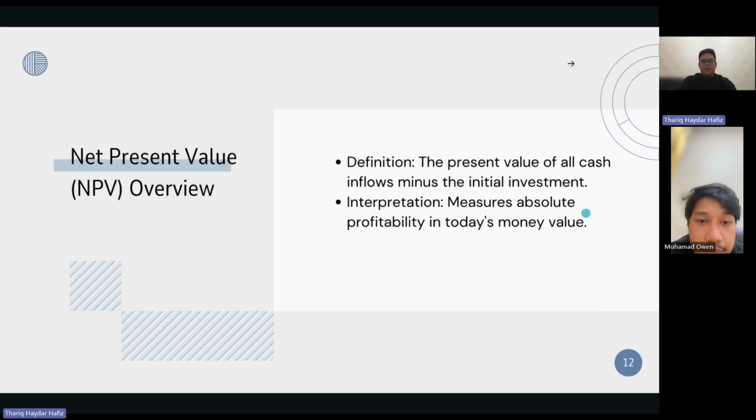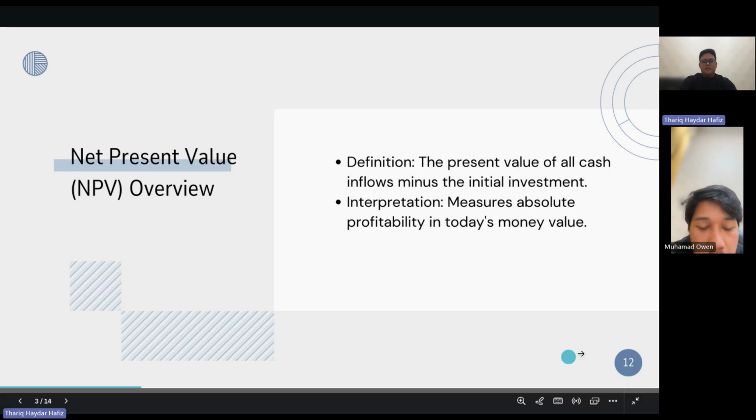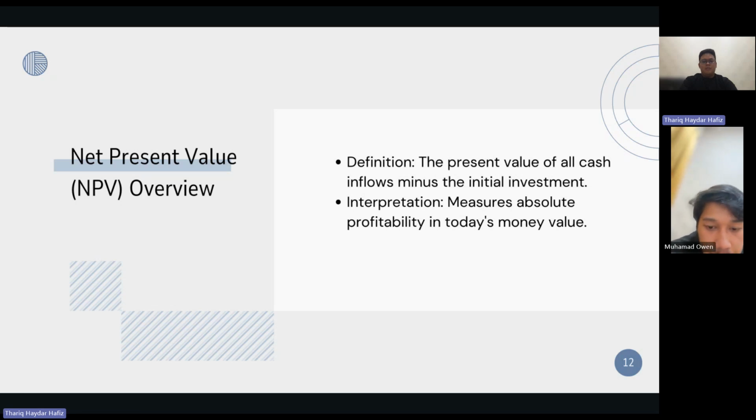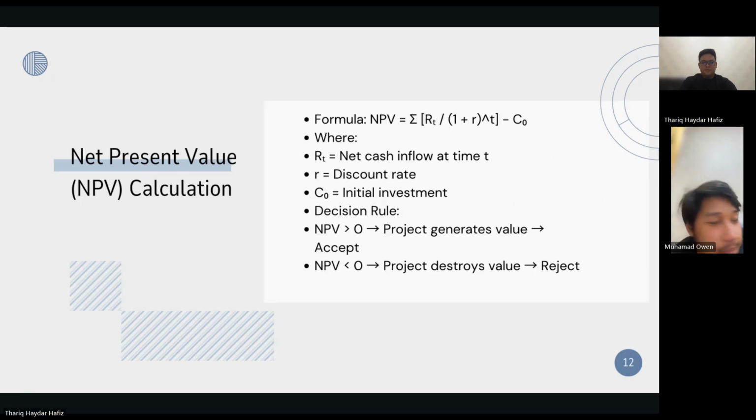So, in this cash flow analysis, there are some terms that can be thrown around, the first one being NPV, or net present value. The definition is the present value of all cash inflows minus the initial investment. And its interpretation is that it measures absolute profitability in today's money value.